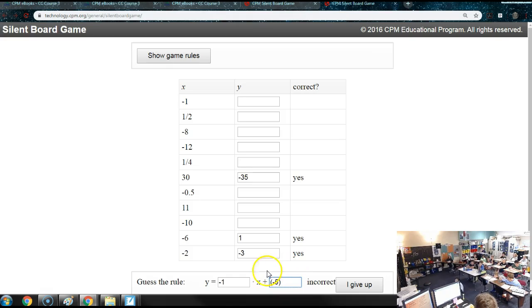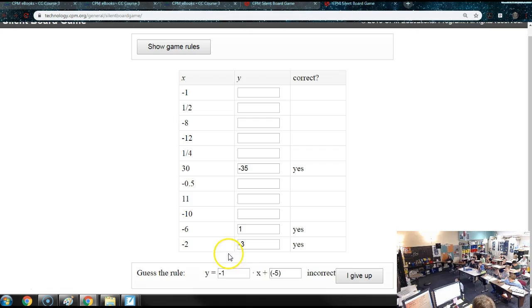But wait, that's wrong! I know! Yeah, because a negative times a negative equals 1. Double negative. So if we test this, -6 times -1 becomes +6. Right, take away, yeah, that works. -2 times -1 becomes +2. Take away 5, -3, okay. Wait, so maybe almost got it.